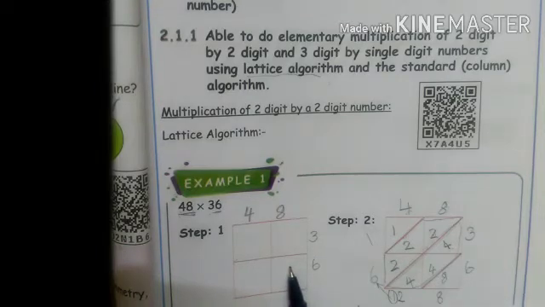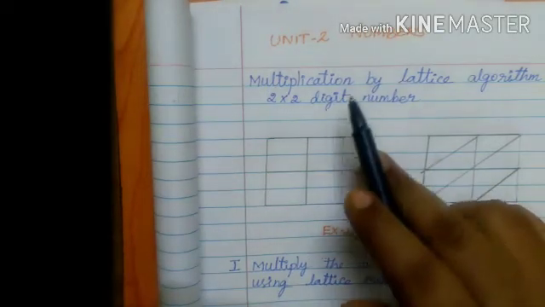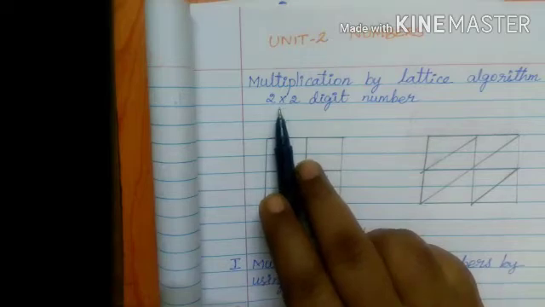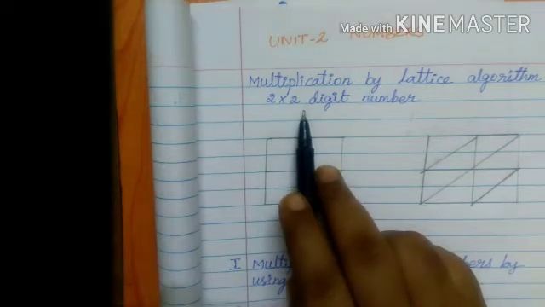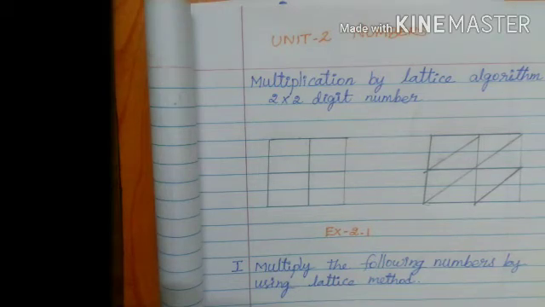Okay. This one is in your book exercise example sum. Unit 2 numbers. Multiplication by lattice algorithm. 2-digit number multiply with 2 digit. Okay. Already you studied in 3rd standard tables up to 6 table, 1, 2, 3, 4, 5, 6 table. Then 10 table. You learn thoroughly now in 4th standard up to 10 table children. Every day you do practice, say the table. Then only you do the sums correctly. Okay. You practice yourself children.